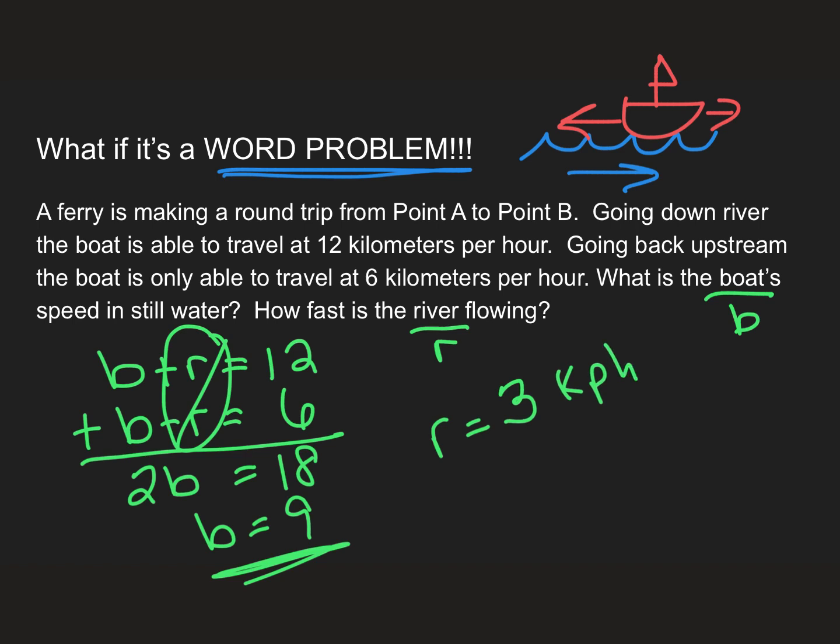Make sure that you write your final answer in the form of a sentence because this is a word problem. Okay, so go ahead and do your practice problems, and I will see you in class.